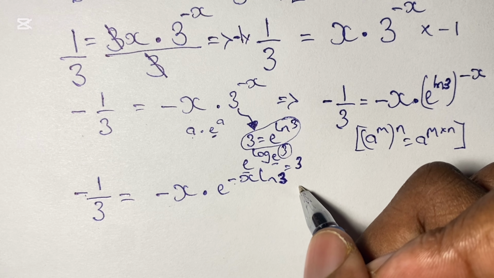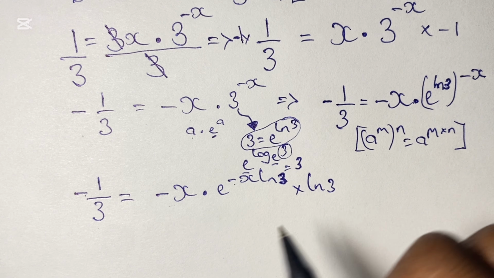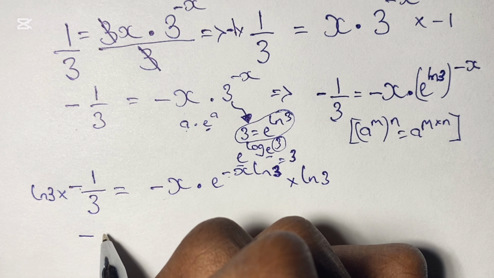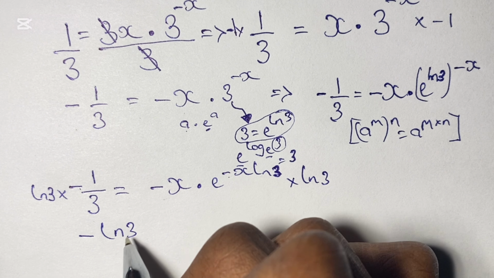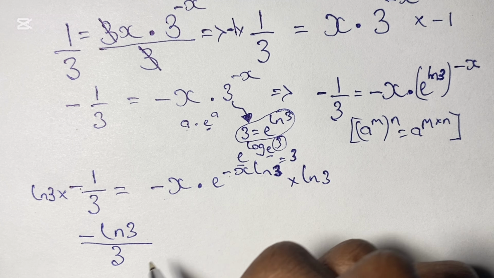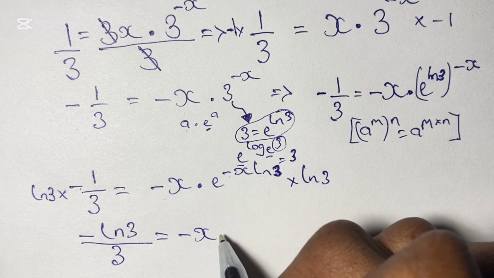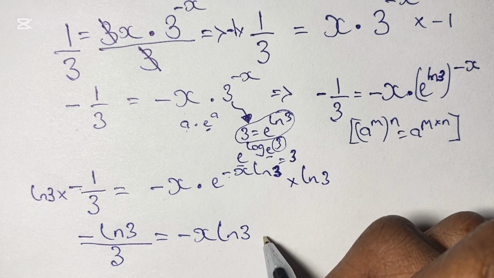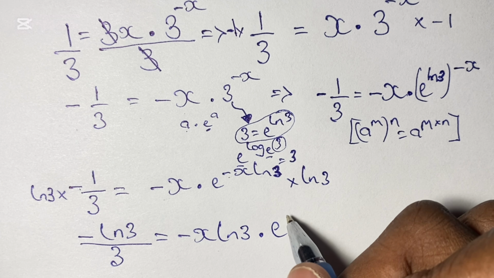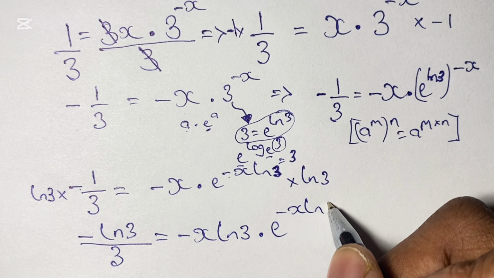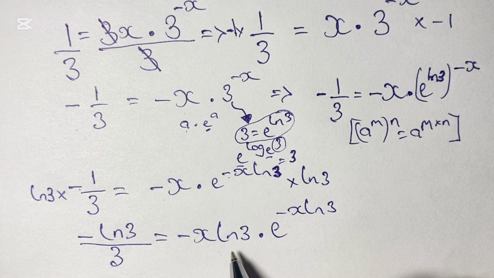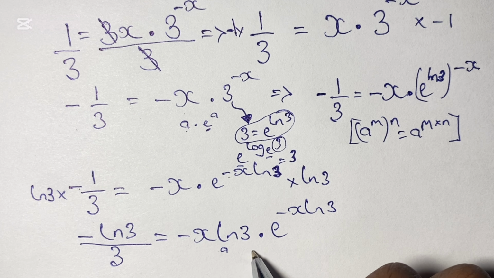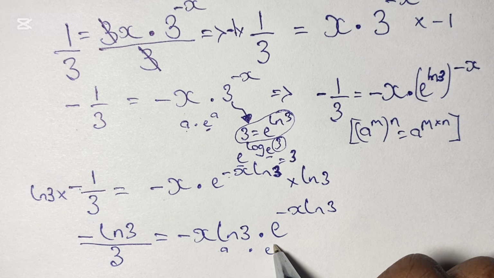We resolve our issue by multiplying both sides of this equation by ln of 3. So now we have negative ln of 3 over 3, that is, of 1/3. And we are saying that this is equal to negative x ln of 3 as we are multiplying it times e to the power of negative x ln of 3. And now we can look at our equation. We are seeing that negative x ln of 3 times e to the power of negative x ln of 3. So we have a here, we have times e to the power of a.